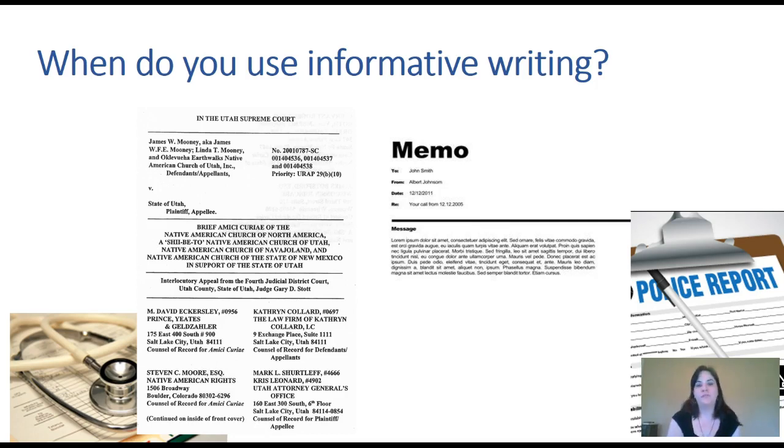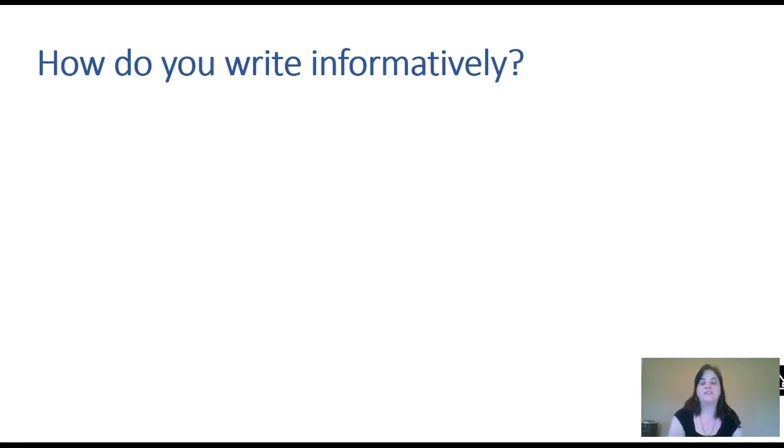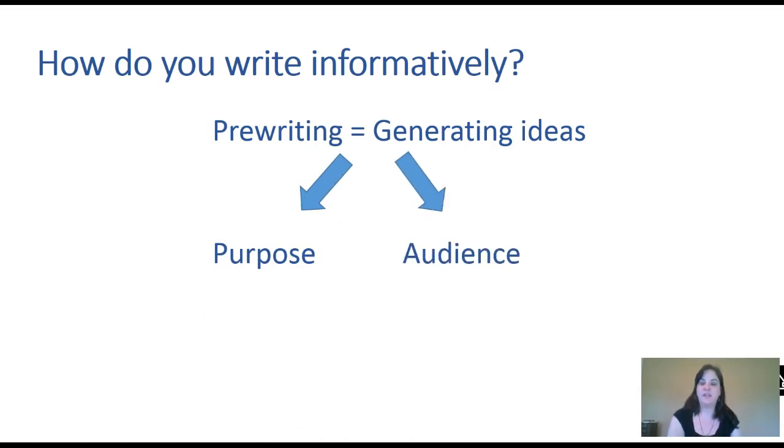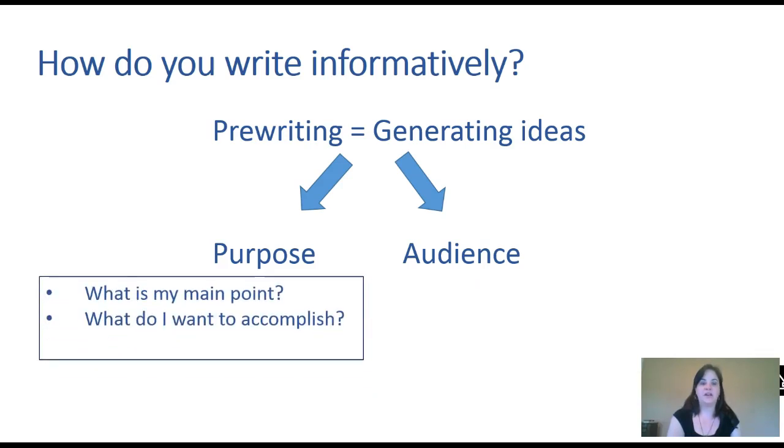So now that we know what informative writing is and we've seen some examples of how it's used, let's look at how exactly we can write using this style of writing. As you know, the first step in completing any writing task is to pre-write or generate ideas. When you're pre-writing, you should also consider two things, your purpose and your audience. When you're writing something and you're thinking of your purpose, you should ask yourself, what is my main point and what do I want to accomplish? And if you've decided that what you want to accomplish is to explain a topic, explain how to do something, or help your reader understand, then you're writing informatively.